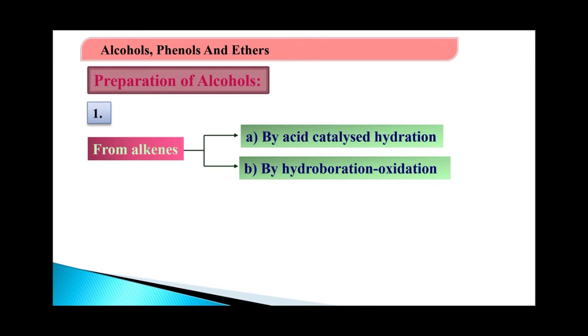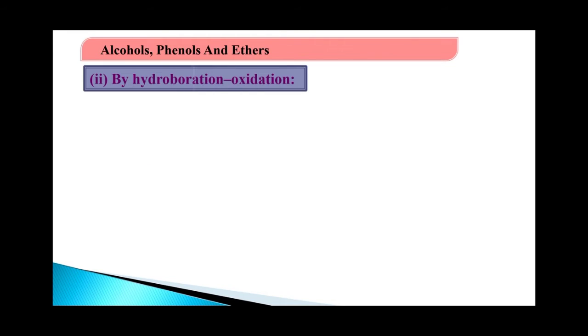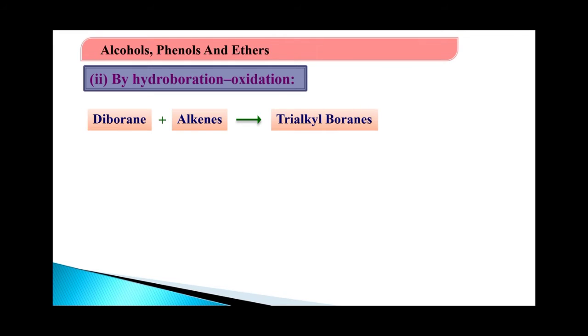Now look at the second method, hydroboration oxidation. Hydroboration oxidation involves diborane. Diborane on reacting with alkene will give rise to trialkyl boranes, which on oxidation in the presence of H2O2 give rise to alcohol. This method will always lead to the formation of primary alcohol.